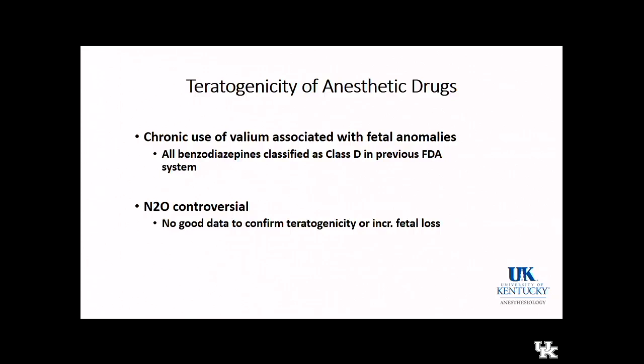So what do we know about teratogenicity of anesthetic drugs? First, in terms of benzodiazepines, many years ago there were some poorly done studies that showed an association between the chronic use of Valium, like for anxiety, not just for anxiolysis during a procedure, and fetal anomalies. As a result, although people still talk about classifications of drugs in pregnancy, the FDA has gotten rid of them. But if you hear someone talk about Class D, which means there's evidence of harm during pregnancy, they decided to put all benzodiazepines as Class D drugs because of that. But there have not been any reports of problems with single small doses of a benzodiazepine for anxiolysis for a procedure.